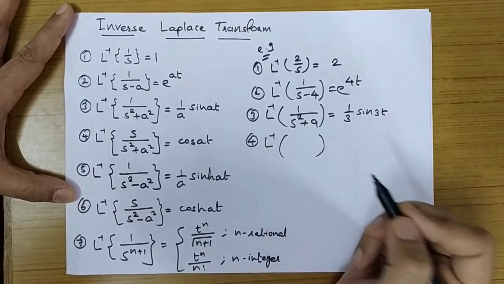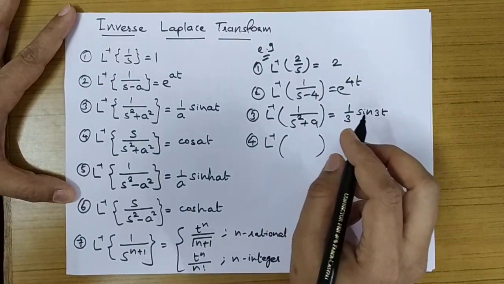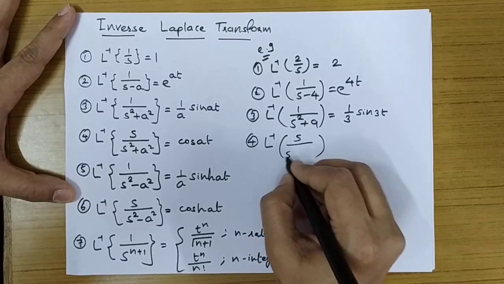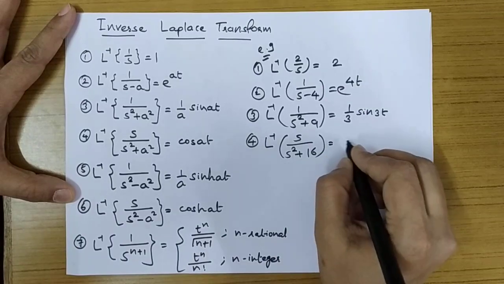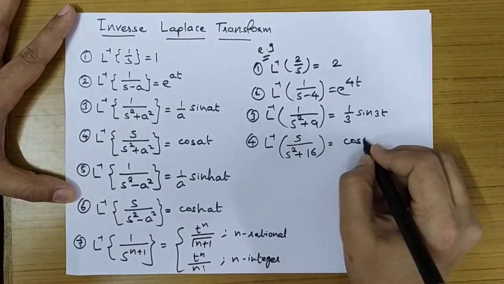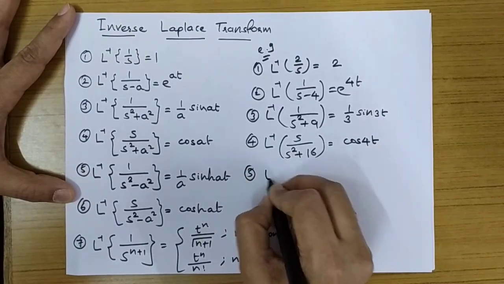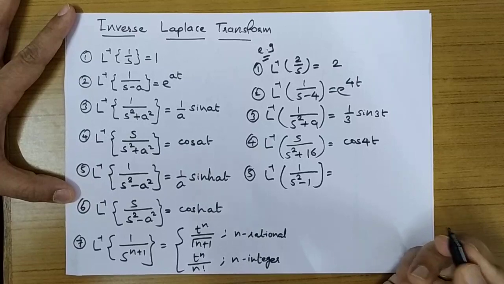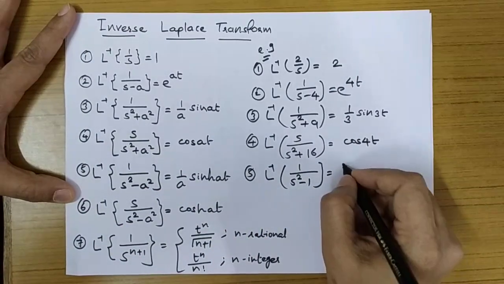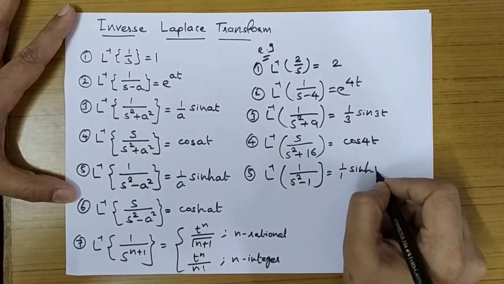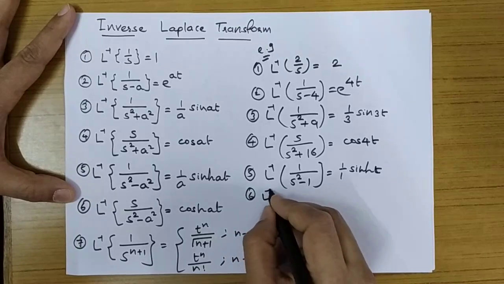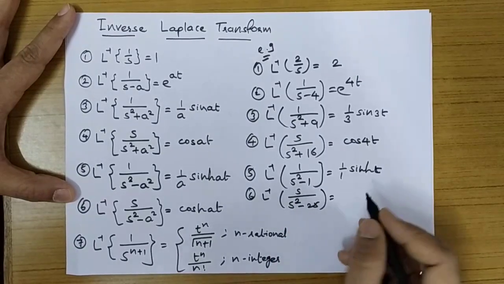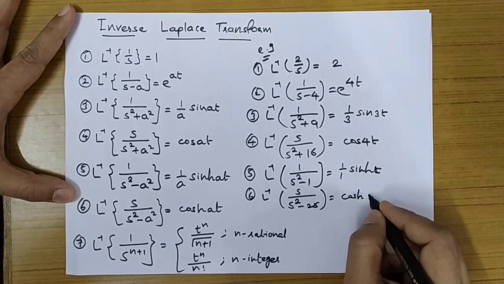So this practice is very important to solve previous questions. Fourth, L inverse s by s square plus 16. So you can write cos 4t, right? Fifth, 1 upon s square minus 1. What is a? a square is 1, so a is 1, so 1 by 1 sine h t. Sixth, L inverse s by s square minus 25. It is cos h 5t.